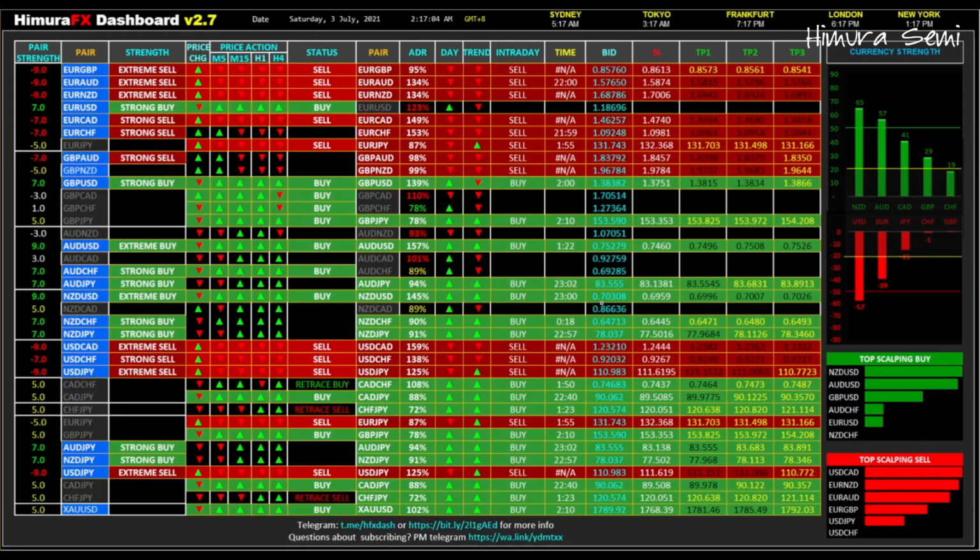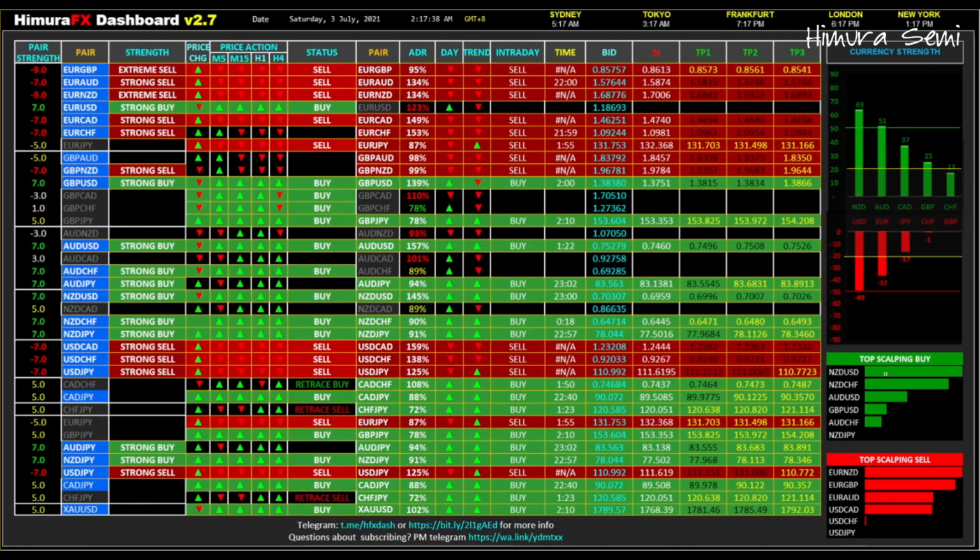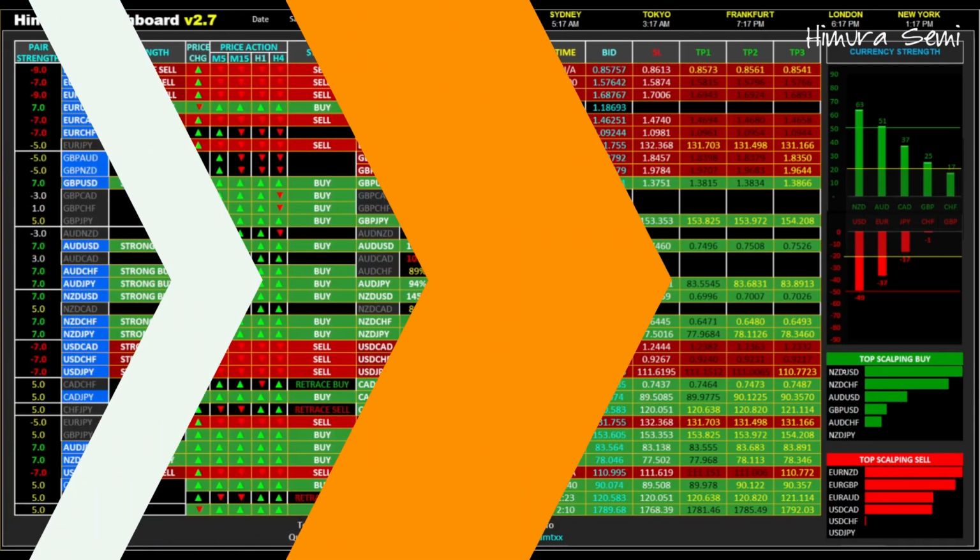You have to find the pair that meets our requirements and has an available TP price. If the pair that we are going to take a buy trade on is listed at the top, scalping buy with the full length of the bar, that is considered a bonus, as the pair is moving faster than any other pairs. For instance, NZD-USD is the fastest moving pair for now.